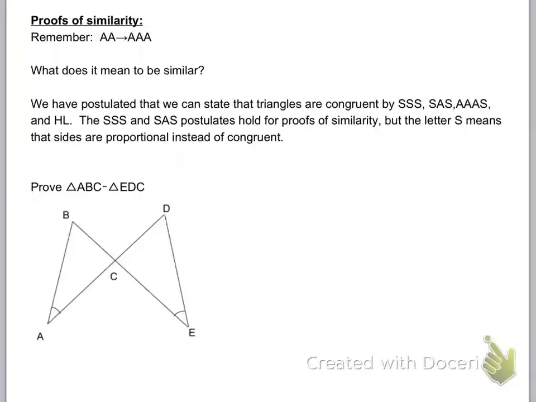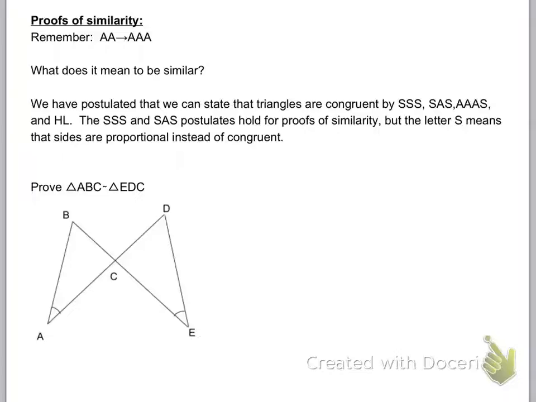We have postulated that we can state that triangles are congruent by side, side, side, side, angle, side, angle, angle, side, or sometimes we say angle, angle, side, and HL. The SSS and the SAS postulates hold for proofs of similarity as well. But rather than the letter S meaning the sides are the same, it means that the sides are proportional. They have a ratio, guys, of like 1 to 2. Or 2 to 1, right?